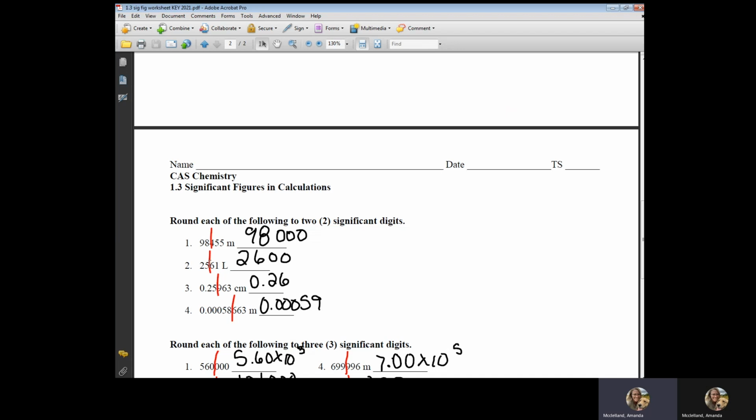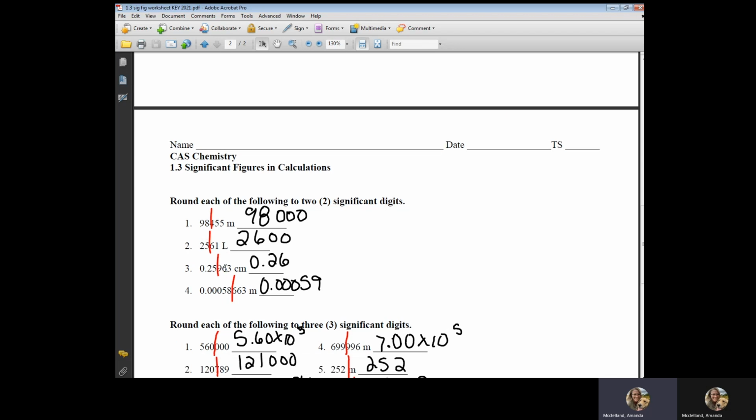So for number 2, that 6 will round that 5 up, and then I turn the rest of the digits into zeros, for both number 1 and number 2, numbers larger than 1. But if I have a decimal like 3 and 4, I can just check to see if it rounds and then cut them off. You don't need to turn them into zeros. You just cut them off.